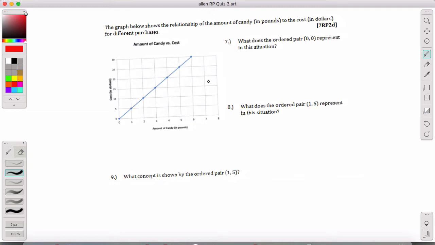but we'll make do. The graph below shows the relationship of the amount of candy in pounds. It says amount of candy in pounds, that's my X. I'm going to annotate this, amount of candy in pounds, to the cost in dollars, that's my Y. Cost in dollars is Y. What does the ordered pair 0, 0 represent in this situation? So that's this point right here, 0, 0.